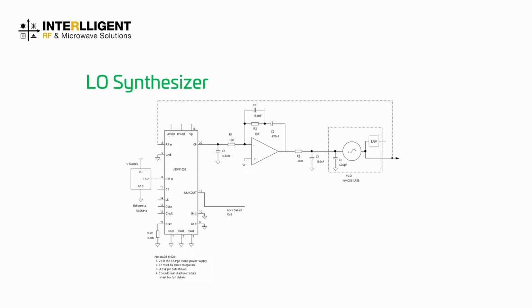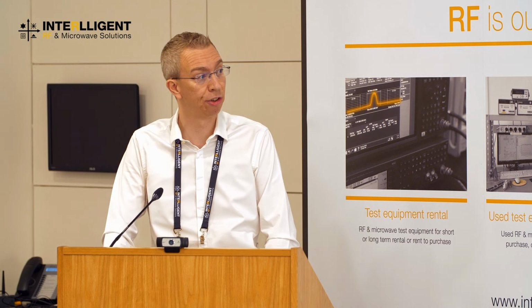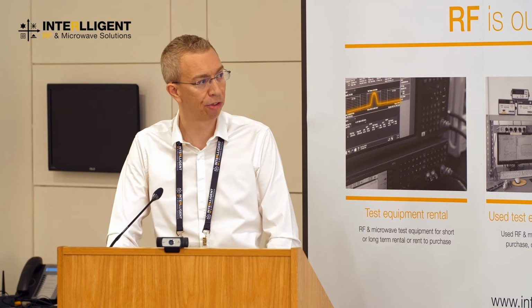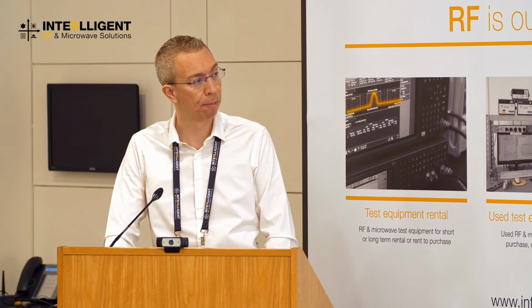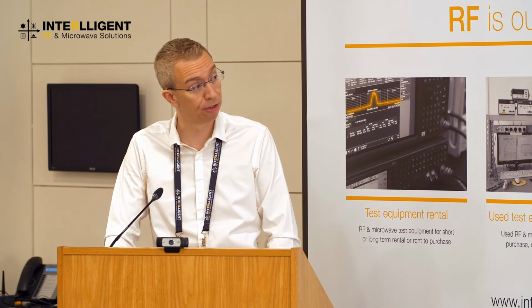So the synthesizer used a Hittite Mimic VCO. This has effectively a ×2, a ×1, and a div2 output. That was used with an Analog Devices synthesizer IC. We actually lock the loop at 14 gigs and use the 1x output at 7 gigs to drive our LO amplifiers and out to our mixers.